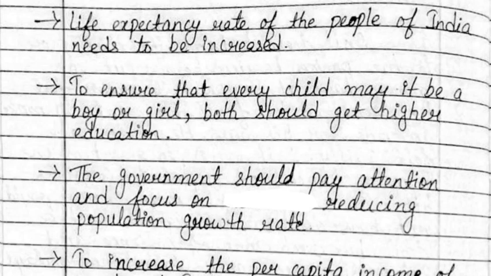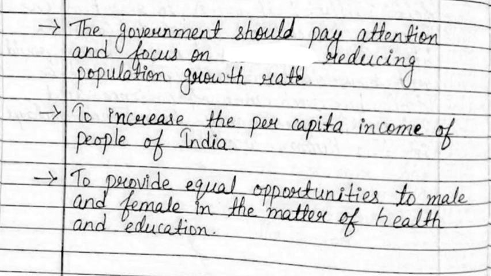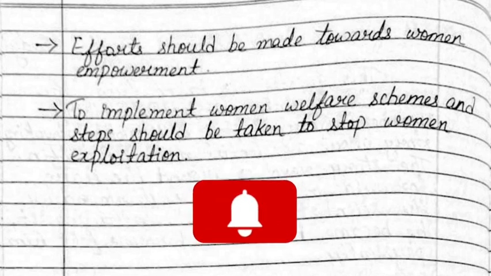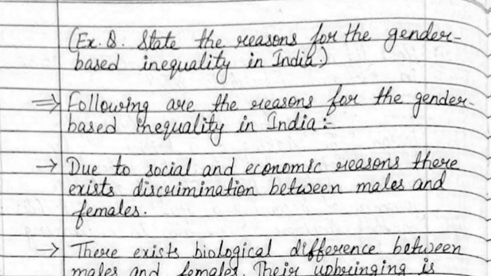The government should pay attention and focus on reducing population growth rate to increase the per capita income of people of India, to provide equal opportunities to male and female in the matter of health and education. Efforts should be made towards women empowerment, to implement women welfare schemes, and steps should be taken to stop women exploitation. Now, the exercise question: state the reasons for the gender based inequality in India.